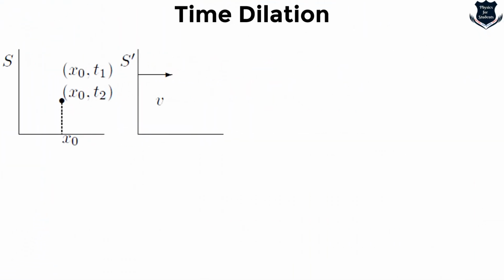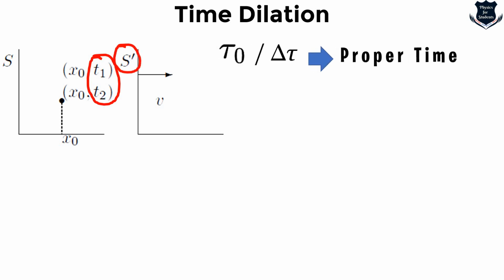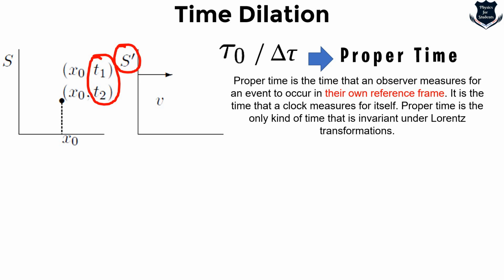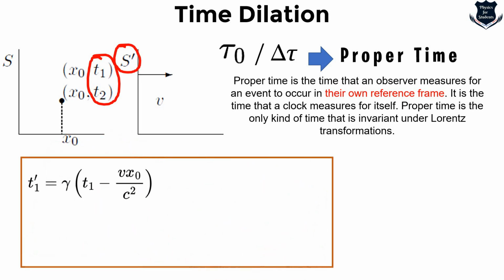So consider two frames as before, and an event occurring at x0 at times t1 and t2. What we find from here is that the time interval between these two events, this one S prime, is called the proper time. This is known as the proper time interval. If you're wondering what proper time is, this is a clear definition: proper time is the time that an observer measures for an event occurring in their frame of reference. And proper time is the only time which is invariant under Lorentz transformation.